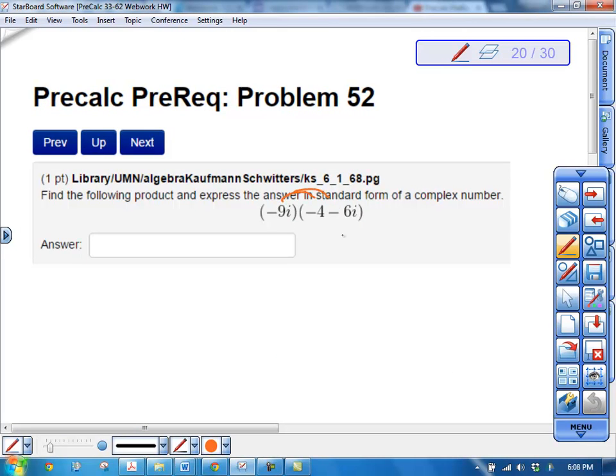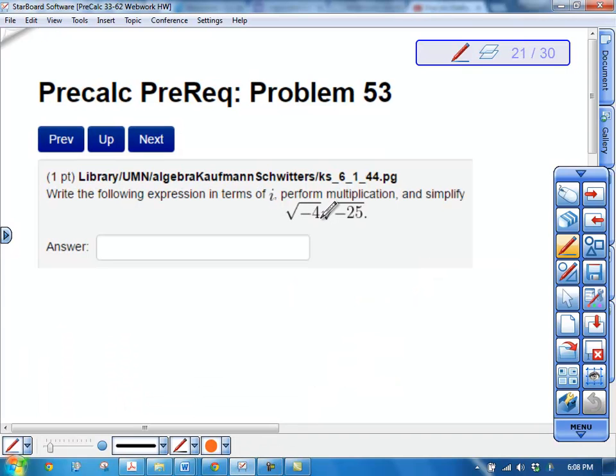Next problem, we're going to distribute. So we have -9i times 4, which gives us positive 36i, and then -9i times -6i, which gives us positive 54i squared. Now i squared is really a -1, so that's going to be -54 plus 36i if I write it in standard form, a plus bi.